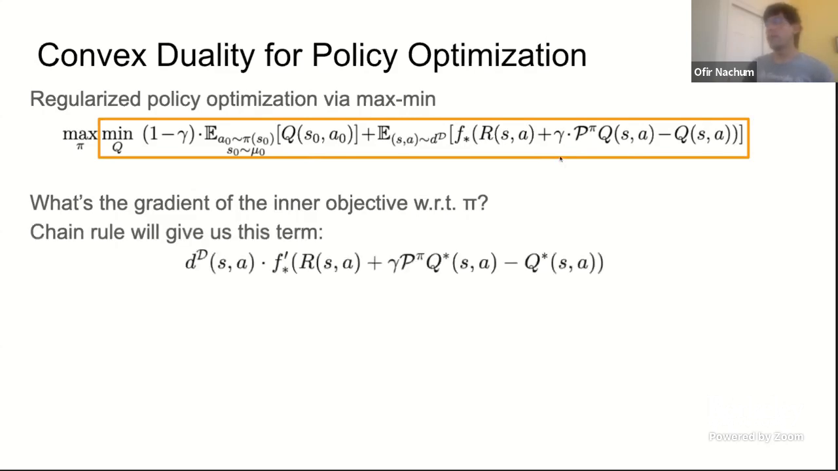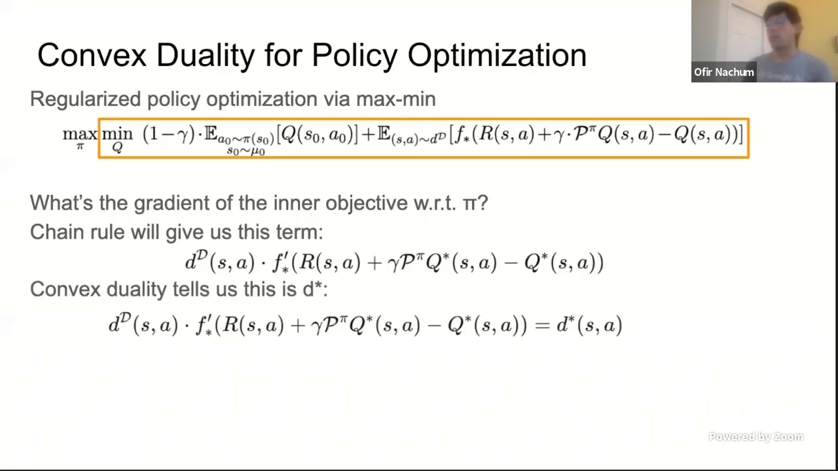So what is the gradient? When we take the gradient of this objective, at some point, we'll have to handle this pi inside this penalty function. And so we'll do a chain rule, and the chain rule will give us some term that looks like this, right? The chain rule will give us the density of D superscript D, and then the derivative of F star of the residual. And then there will be some more terms from the chain rule.